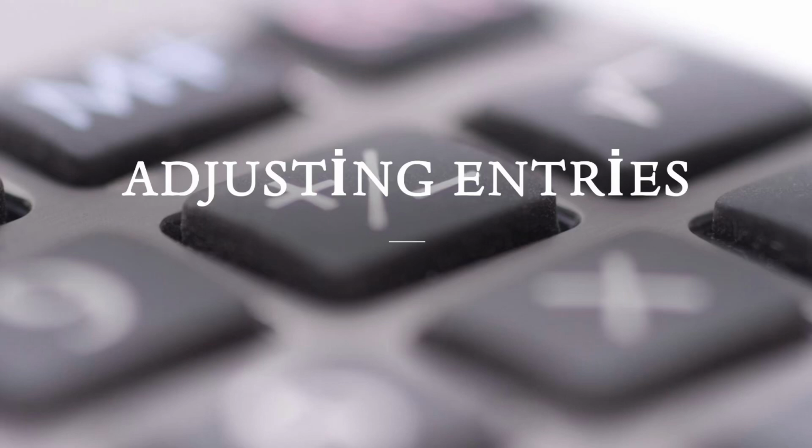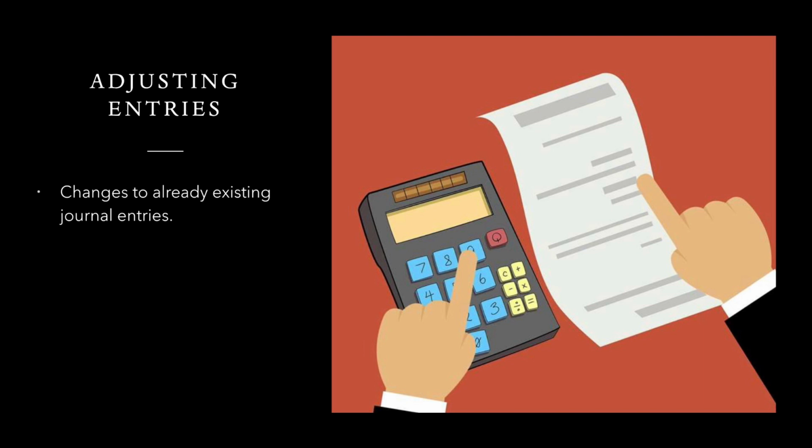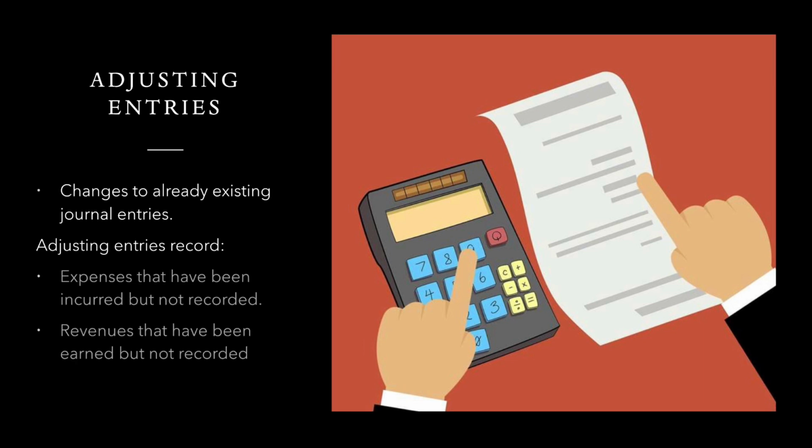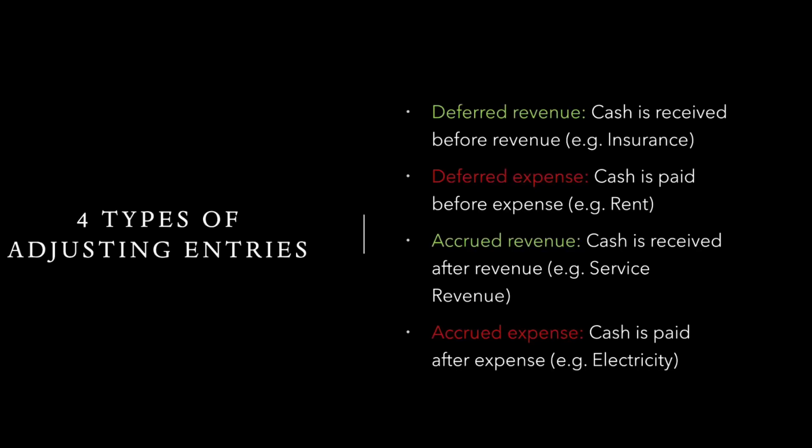What are adjusting entries? Adjusting entries are changes to journal entries that you've already made. Adjusting journal entries are made to record either expenses that have been incurred but not recorded, or revenue earned but not recorded. There are 4 types of adjusting entries.